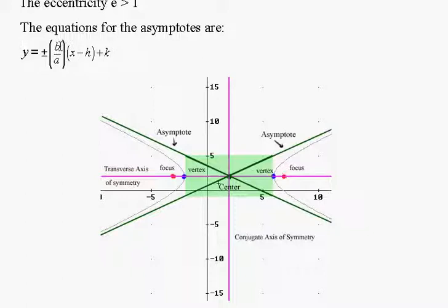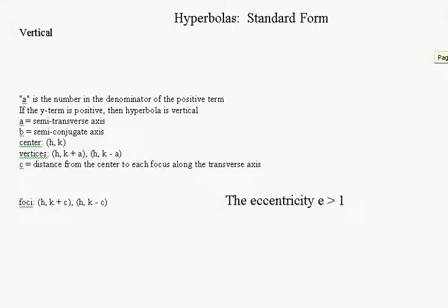Remember, b is the square root of the denominator that's being subtracted. A is the square root of the denominator not being subtracted. H, K are the values that tell us the center of our hyperbola. All right, let's look at a hyperbola that goes vertically.